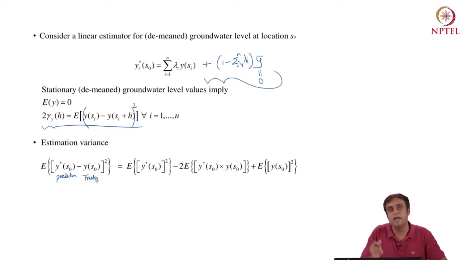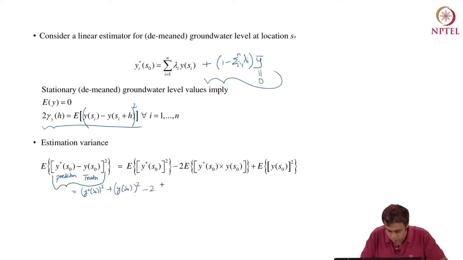when I take a difference between them, and I square it and take the expectation, I get what is called the estimation variance. This is the variance of my estimate. This estimation variance can be written as the expectation of y star squared minus twice the expectation of y star into y zero plus the expectation of y squared. If you are having any trouble visualizing this, just take what is inside the expectation operator and expand it. Just take the square. You have y star s0 squared plus y s0 squared minus 2 y star s0 y s0. Because expectation is a linear operator, it enters the brackets and applies to each of the terms individually. Okay. And that's all that you're seeing on the right hand side here.